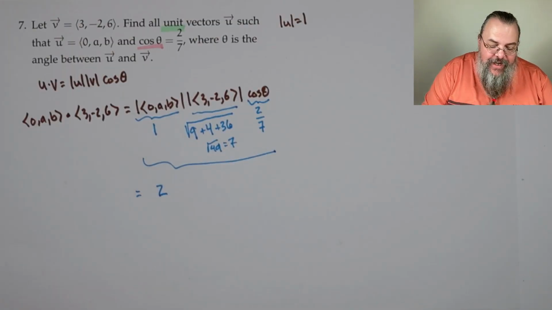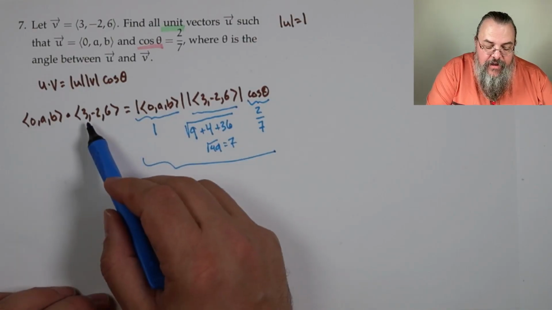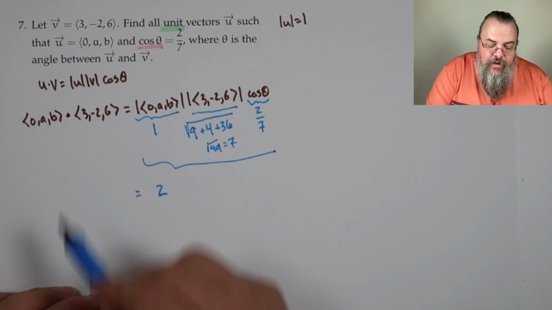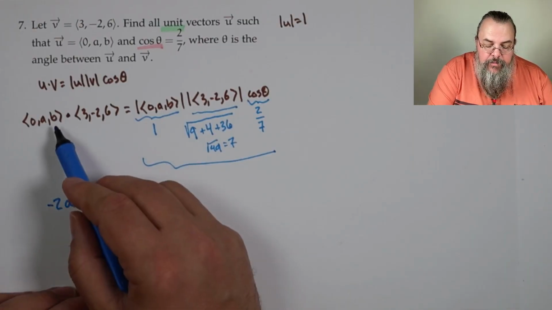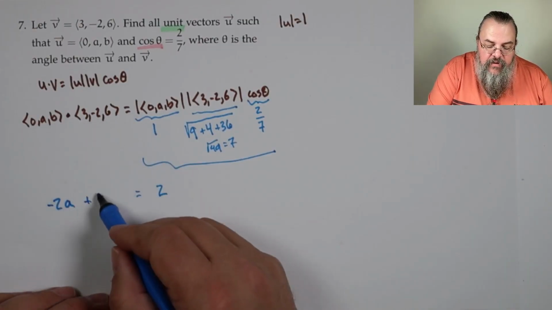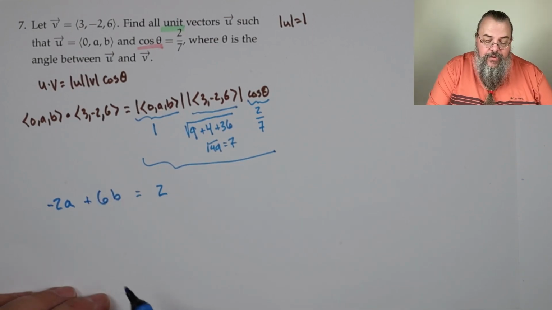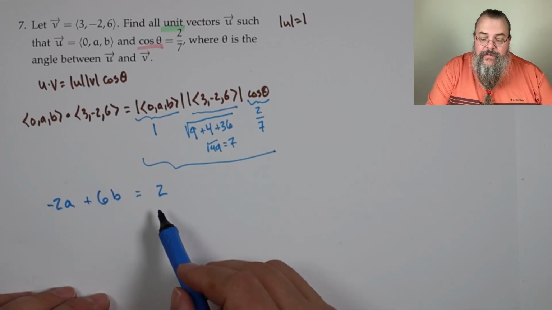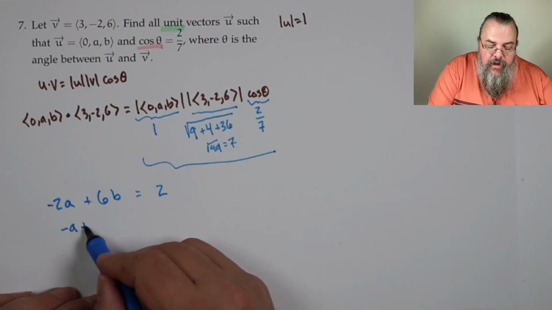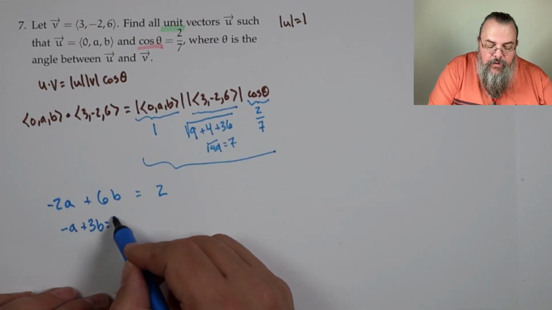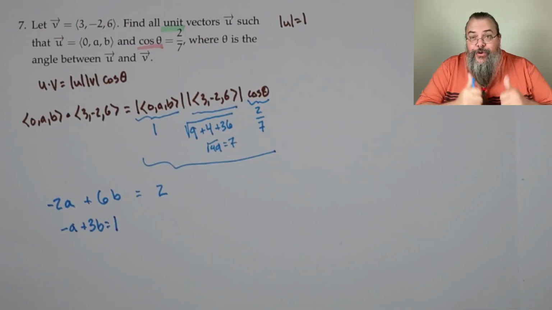Now the left-hand side is a dot product. So we have 0 times 3 is 0, minus 2 times a, that's -2a, and b times 6 is plus 6b. So -2a plus 6b equals 2. Well, everything here has a factor of 2, and we say, okay, so that's -a plus 3b equals 1. Now, we're like, cool.